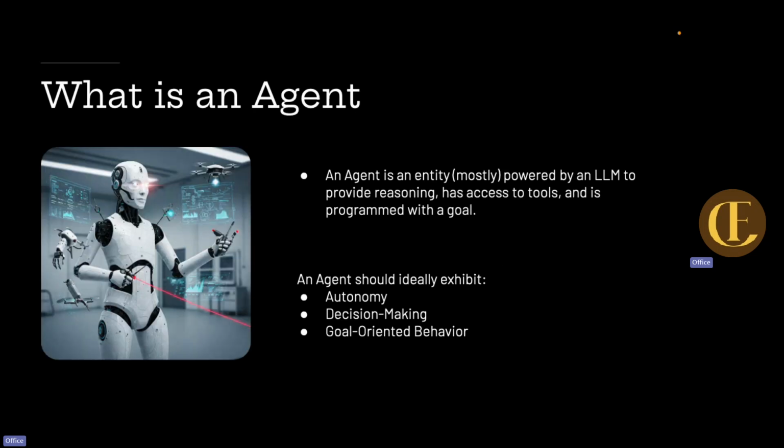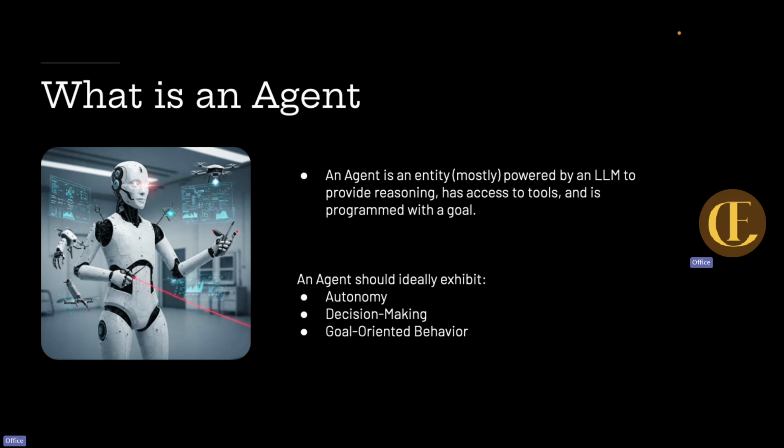Okay. Now, what is an agent? There are three main characteristics over here. There should be some amount of autonomy. It should be able to handle things on its own. At least some tasks it should be able to do on its own. Autonomy. Okay.